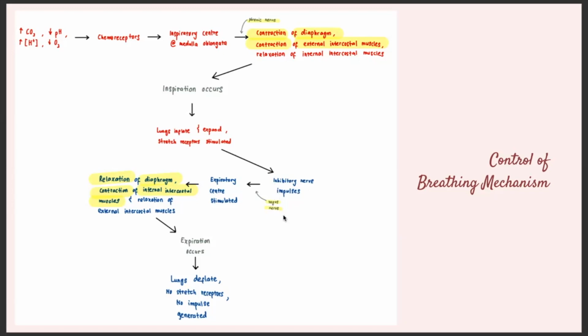Now they will go through the vagus highway and the expiratory center in the medulla oblongata will be stimulated. Now the brain is telling the body to breathe air out, like please stop breathing in. Then this is followed by the relaxation of the diaphragm, the contraction of internal intercostal muscles, as well as the relaxation of external intercostal muscles. Then expiration will occur and the body will breathe air out. So the lungs will deflate, and remember there are no inhibitory impulses here, no stretch receptors, hence no impulse generated. And the whole cycle starts again from the top.